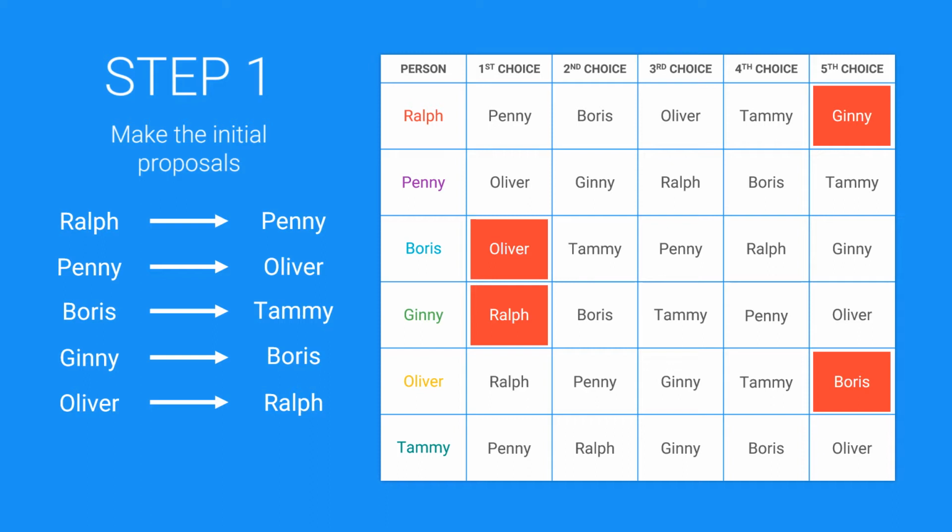As soon as someone's proposal is rejected, they are always the next person to propose, so Ginny proposes to Boris, which he accepts. Next up, Tammy proposes to Penny. Penny obviously prefers a current partner, because it's Ralph.